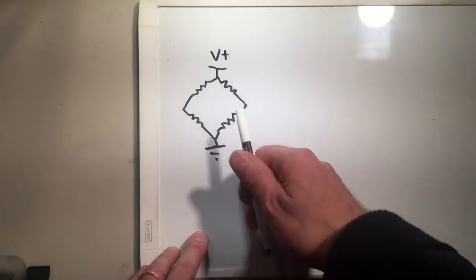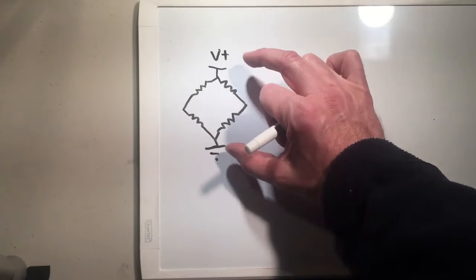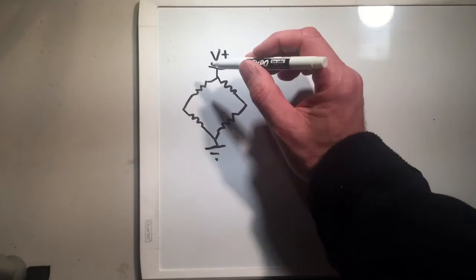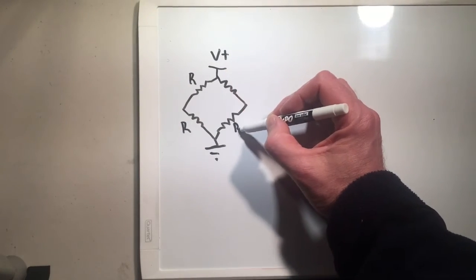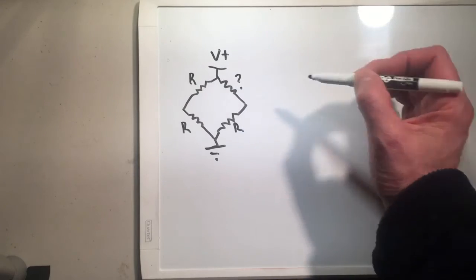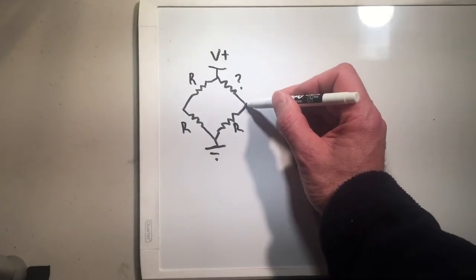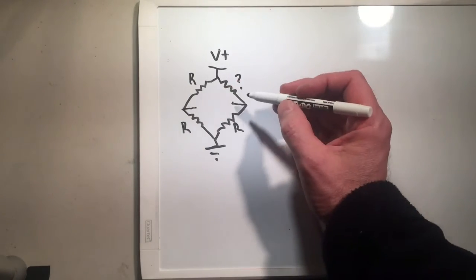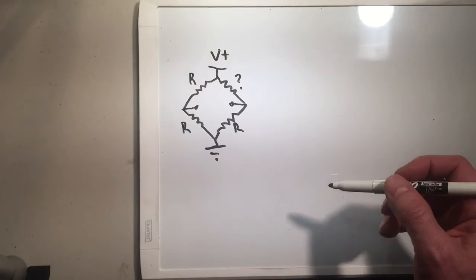It's 4 resistors connected to a power supply between the V positive and the negative, or the ground right there. And if you have, say, 3 resistors with known values, and then one with an unknown value, you could use the circuit to figure out that value. Part of the way you do that is you sense the voltage at these 2 nodes right here, and you look at the difference in the voltage.